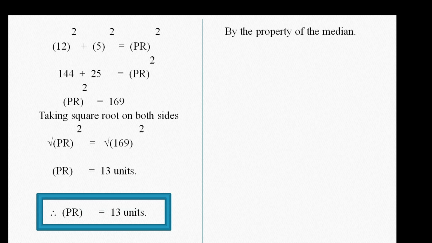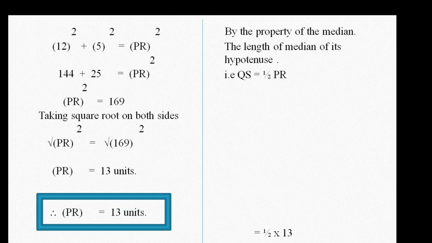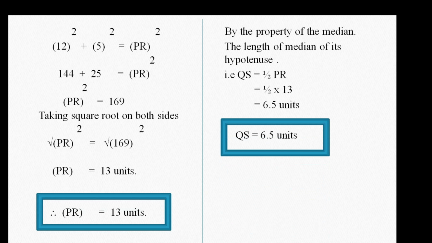We have to find out the median. Therefore, we have to apply the property of the median. The length of the median to the hypotenuse, that is QS, is equal to half of PR. Median is half of the hypotenuse, that is the property of the median, right? So apply here. PR is 13, substitute the value. So QS equals half into 13, that is 6.5 units, right? So here we are getting QS, that is the median, as 6.5 units.